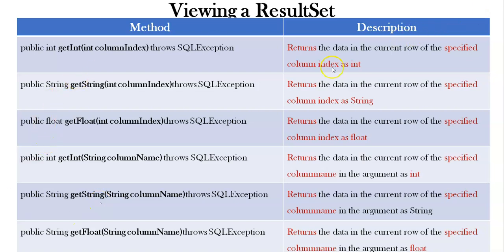The getInt method returns the data in the current row of the specified column index, where the column index is specified in the argument. It returns the data as an integer. If you want to return the fetched data as a string, you can use the getString method. And if you want to return the data fetched from the current row as a float value, we can use the getFloat method.